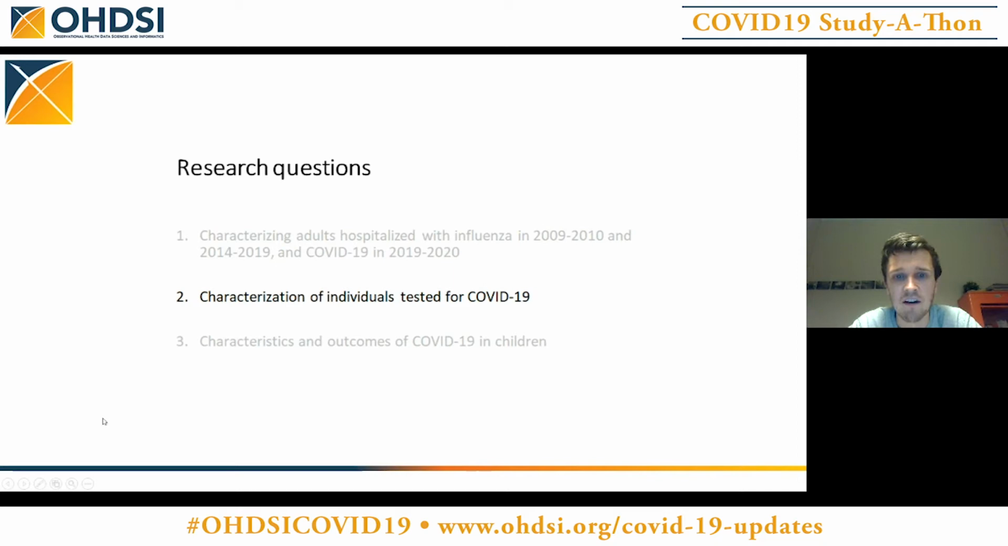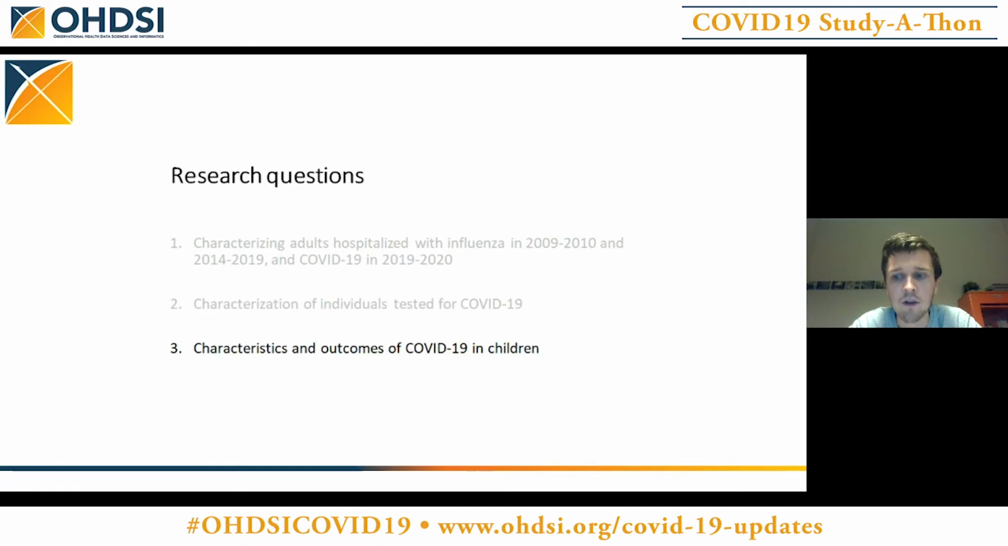The second question was the characterization of individuals tested for COVID-19. I'm not going to show too many slides on this question because it's still early days in terms of its programming, but this question will be looking at both the population of people being tested in general, and then for those people that test positive, what their outcomes look like. And then the third question, which I think started maybe this morning even, was characterizing children with COVID-19, both their testing and their outcomes.